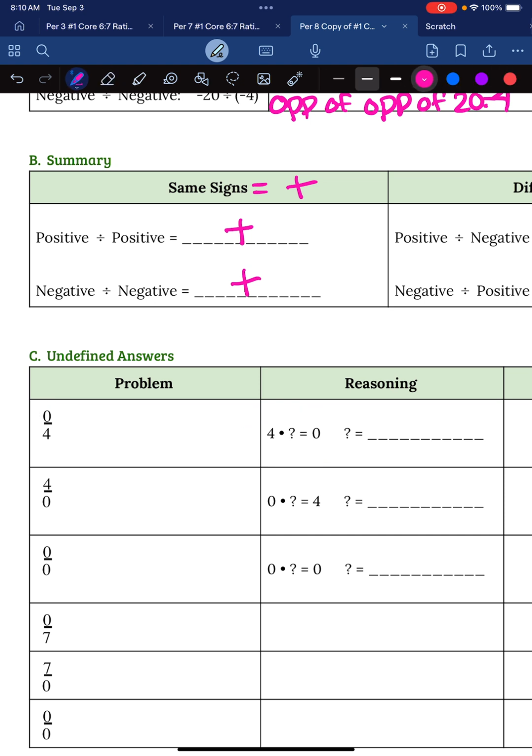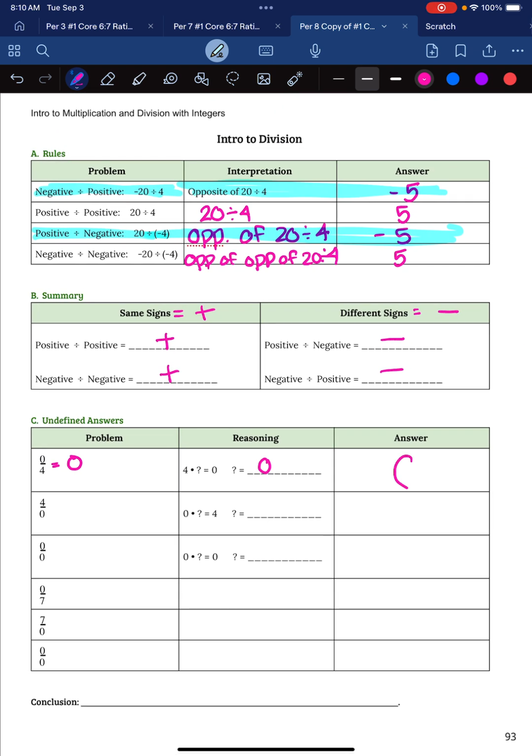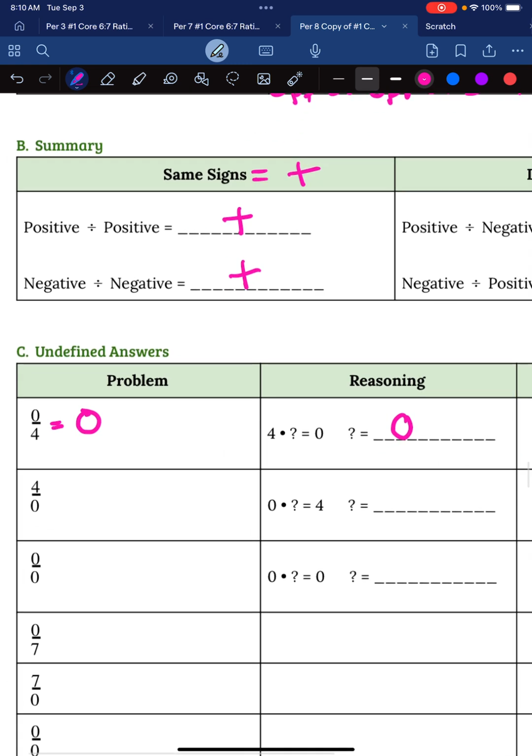Well, 4 times 0 is 0. If 4 times 0 is 0, then 0 divided by 4 must be 0. The answer to that is therefore 0. But what happens if I put the 0 on the bottom? Okay, so now let's look at our reasoning.